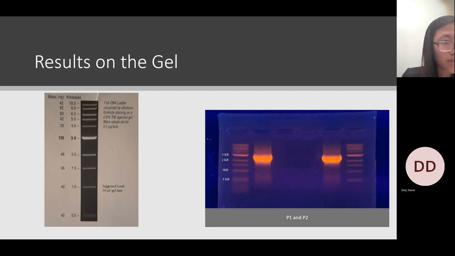As you can see right here as well, it's going to be in between here on our key. As we look carefully on the screen itself, 2.5 kb is very close to our P1 right here, as well as our P2 right there in our results. So that was able to verify and confirm what we were looking for.